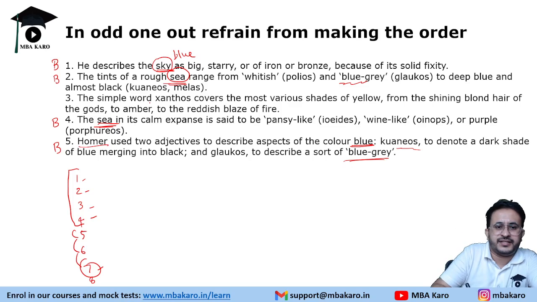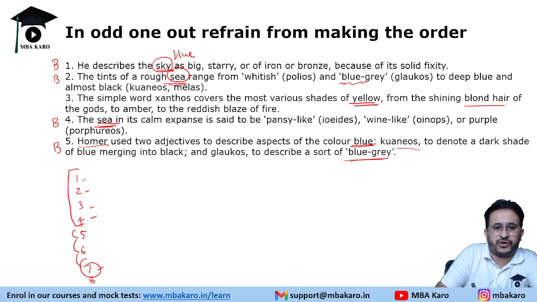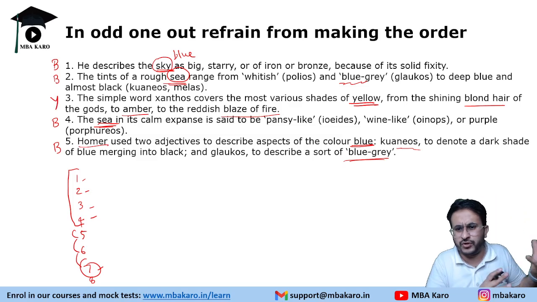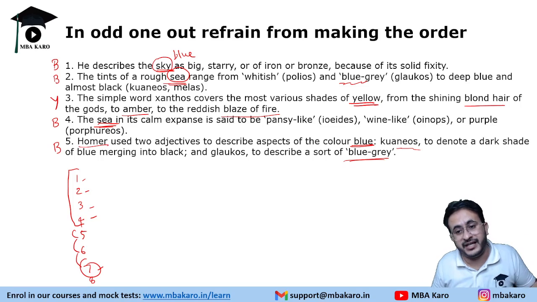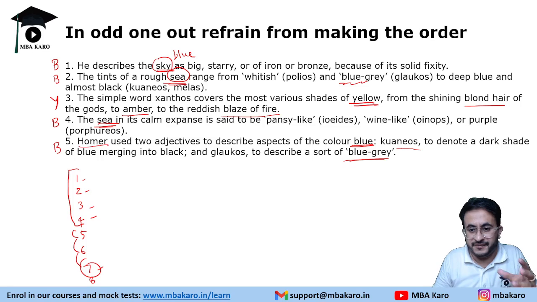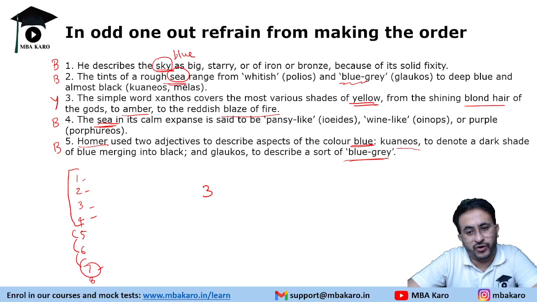Read the third sentence, right? You do not have to worry about xanthos. What is this? It is talking about shades of yellow. Blonde hair of the gods. Amber means fire. Reddish blaze of fire. So it talks about yellow. Or others you can talk about sky, water, everything. This is talking about fire. So it is talking about an entirely different color. So they are describing different elements of nature, maybe like sky, sea, fire, etc. Okay. So all others are talking about blue. One of the sentences talks about yellow. Hence it is the odd one out.